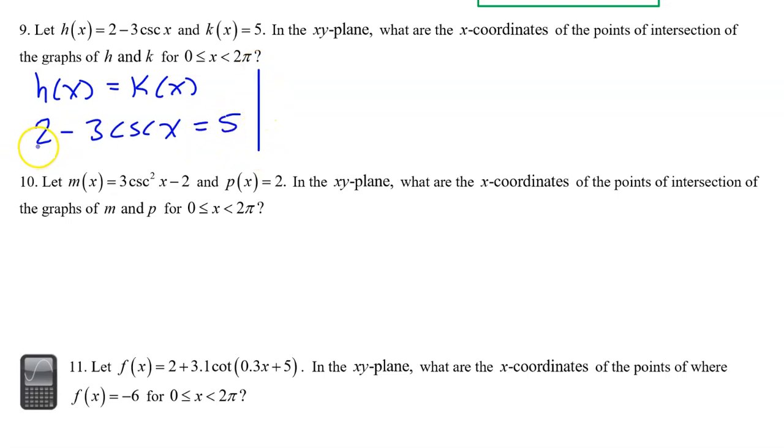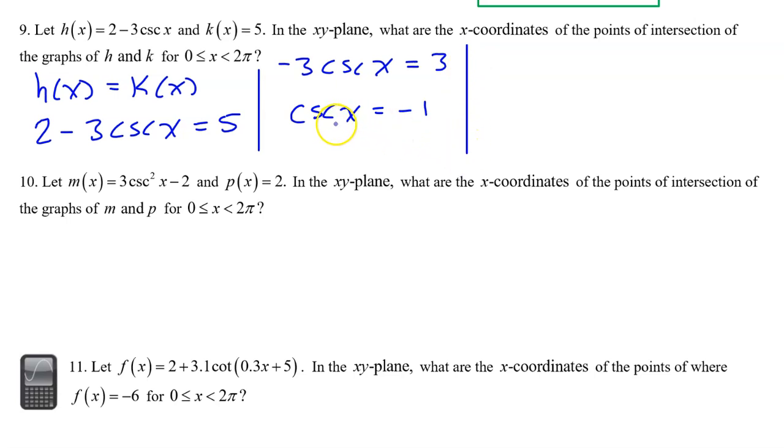Let's start by subtracting 2 from both sides. That gives negative 3 cosecant x is equal to 3. We will isolate this trig function by dividing both sides by negative 3. That leaves the cosecant of x is equal to -1.